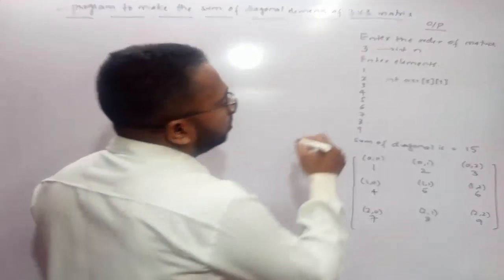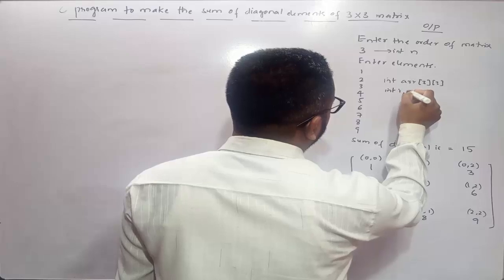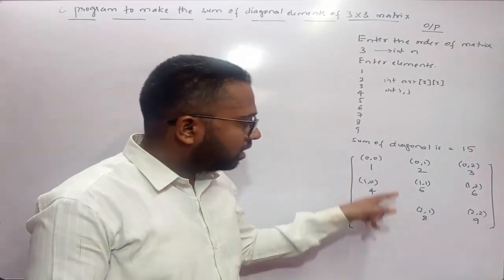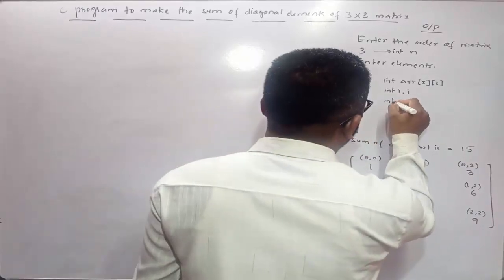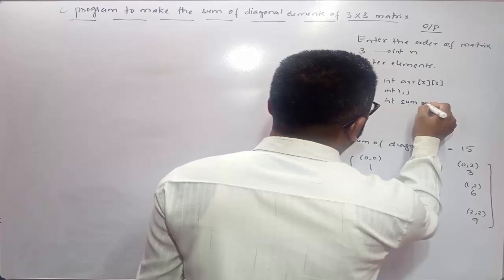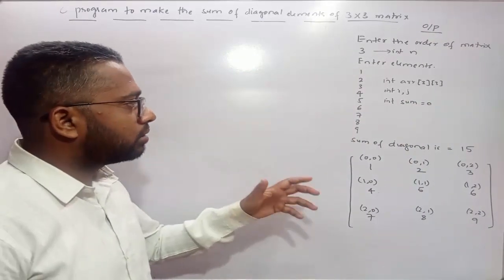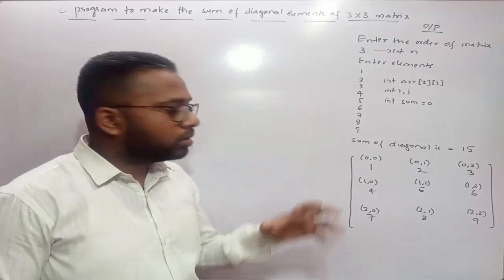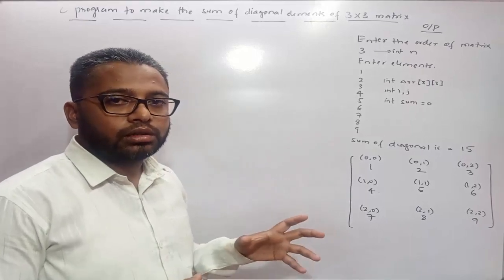Then I also require variables i and j. Since I'm finding the sum of diagonal elements, I should create a variable with the name sum, and I should set an initial value of 0 for this variable sum. Now these are the variables required for us to write this program. So what should be the logic for this program?